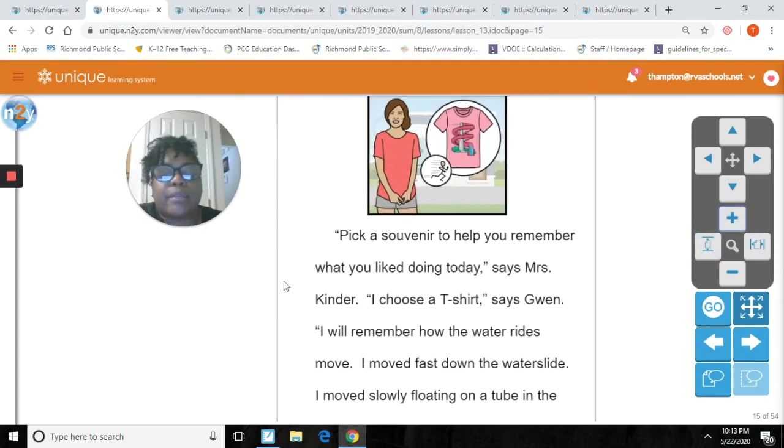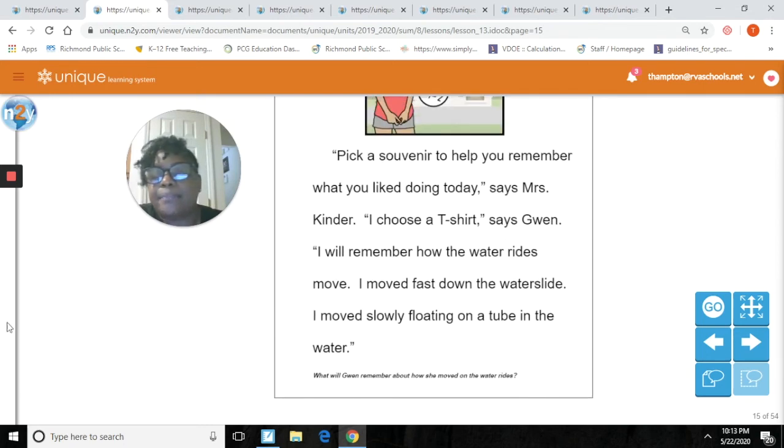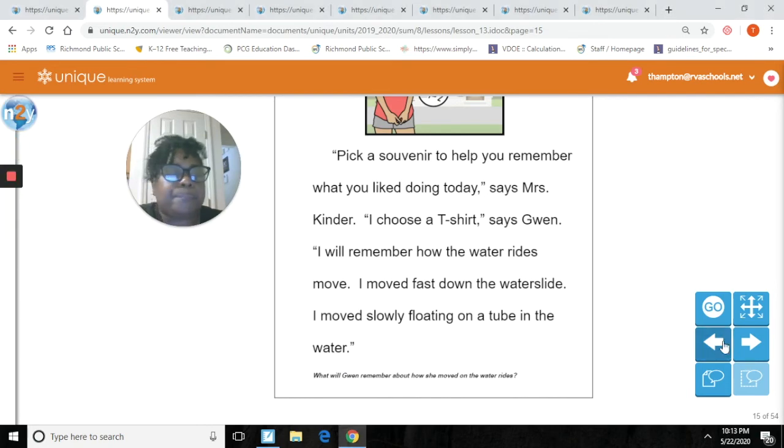So let's make it a little bit bigger. And it says here, what will Gwen remember about how she moved on the water rides? What did she say? Here's the section that talks about the water rides. She says, I move fast down the water slide. I move slowly floating on a tube in the water. If you said that, you were correct.